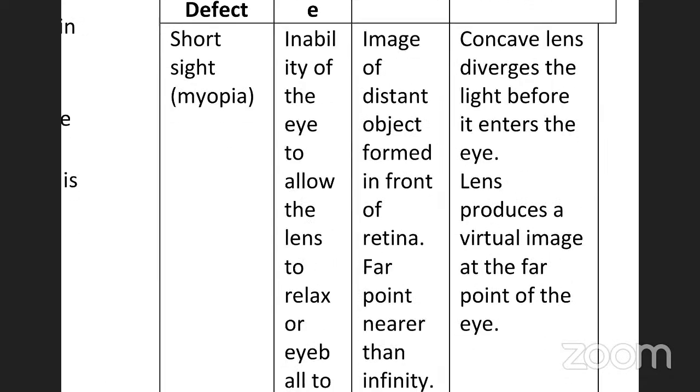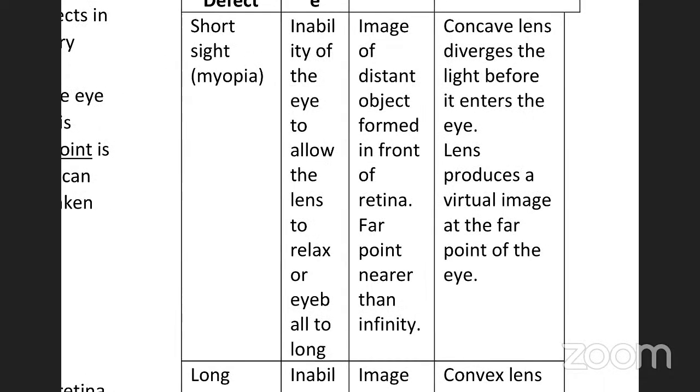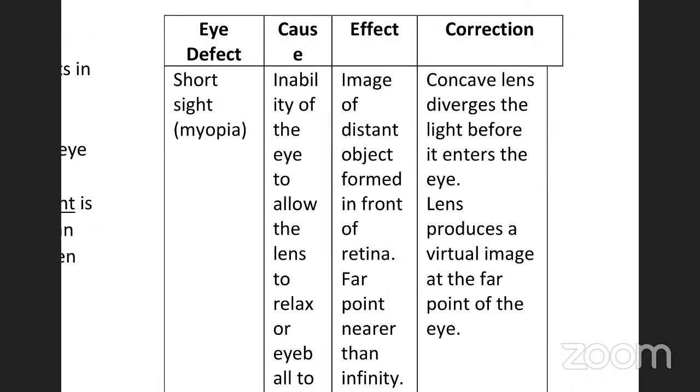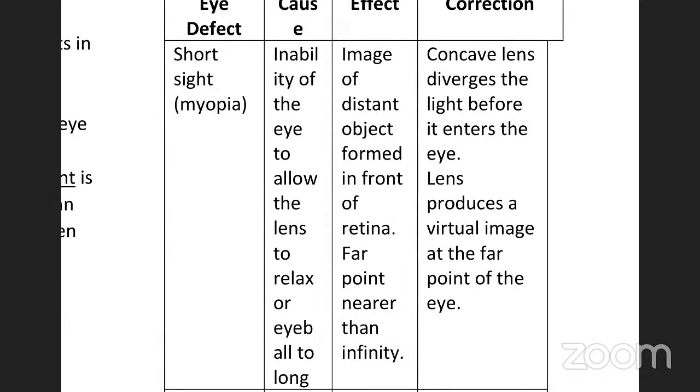What is short-sightedness, right? You all should know this from Form 1. The inability of the eye to allow the lens to relax, or the eyeball is too long. The effect is that the image of a distant object is formed in front of the retina. So if you're short-sighted, the image is formed in front of the retina, and the far point is nearer than infinity. Okay? How do you fix it? You use a concave lens. The concave lens will diverge the light before it enters the eye. The lens produces a virtual image at the far point of the eye, right? So short-sighted people use a concave lens.